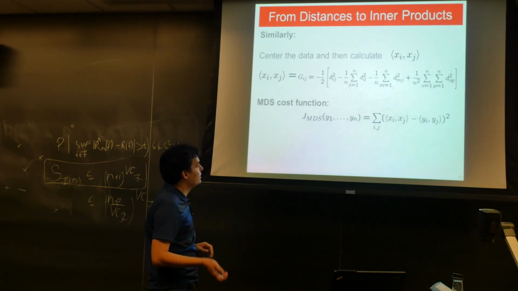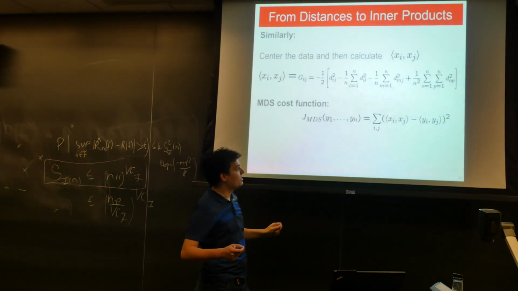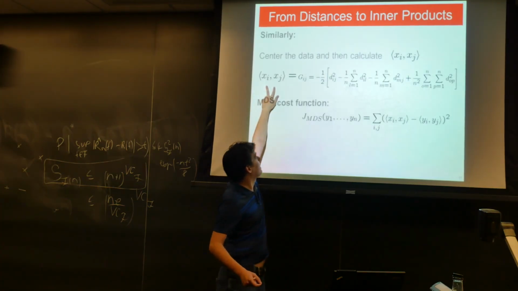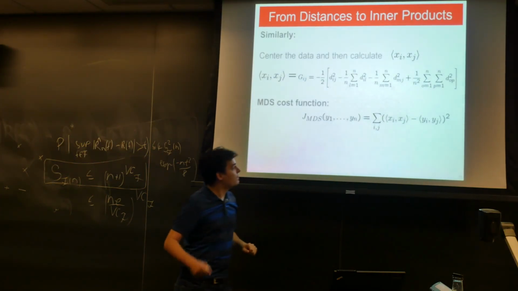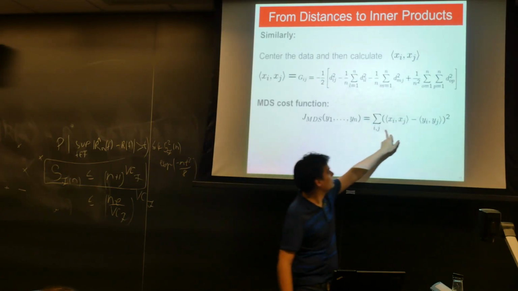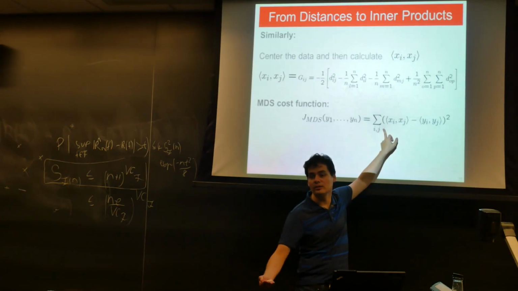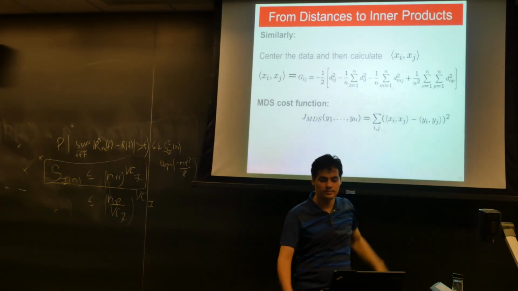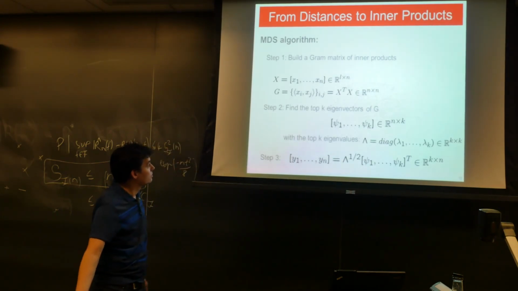And what we are going to do in multidimensional scaling: you have the distances between any two points, xi and xj. You calculate the inner product between xi and xj using these distances. And you want to find y1, y2, ..., yn points in a low-dimensional space such that you keep all these inner products. So that's one version of multidimensional scaling, but there are lots of other versions. And here is an algorithm that can do this.